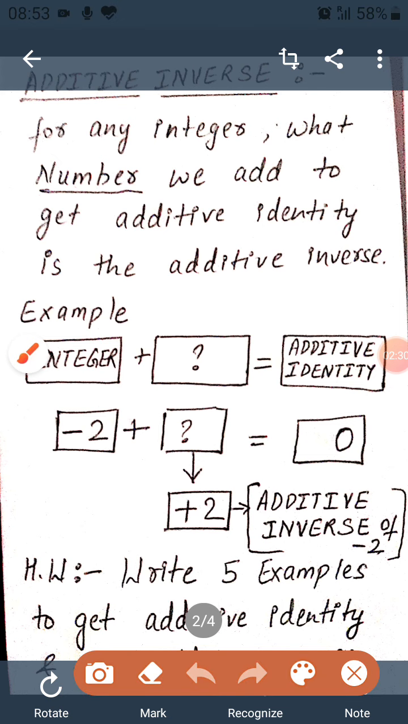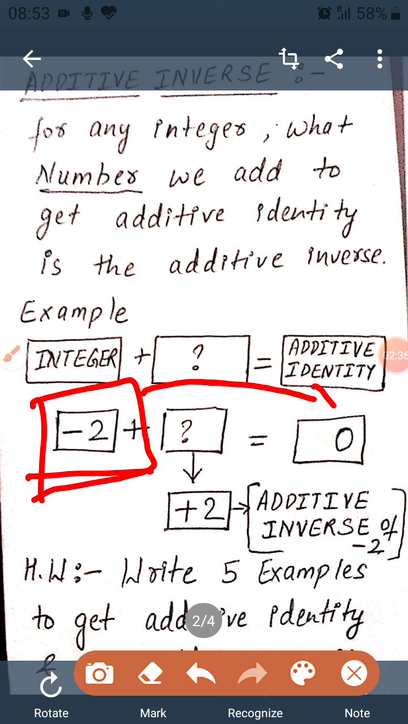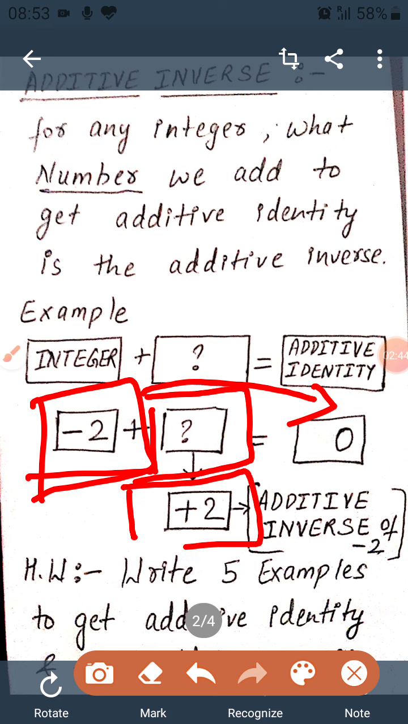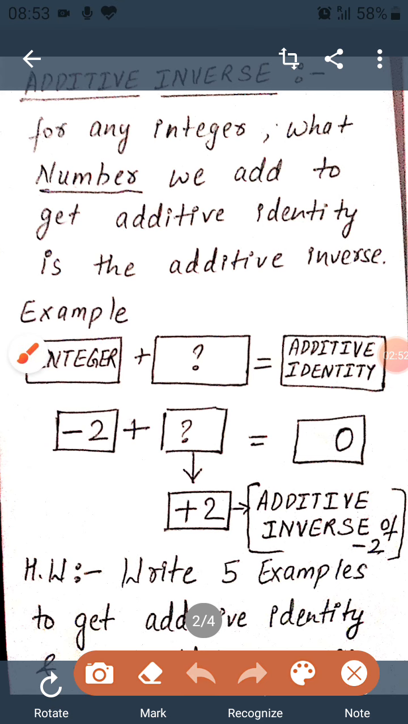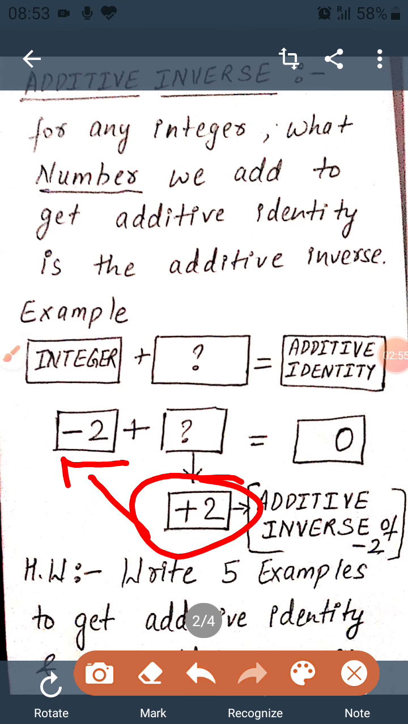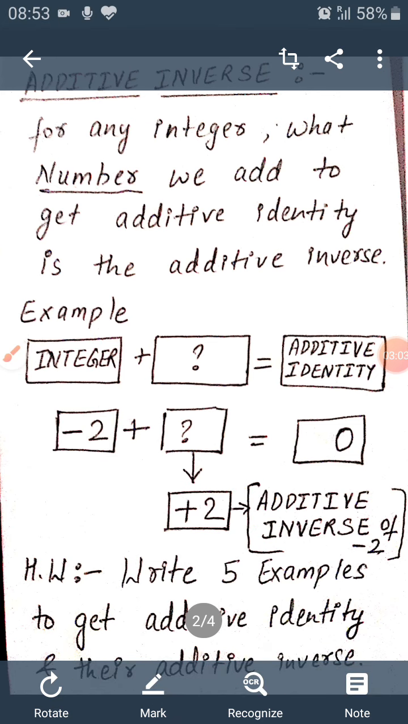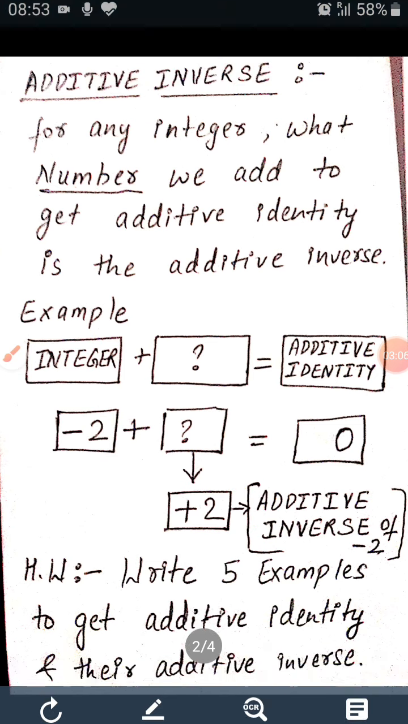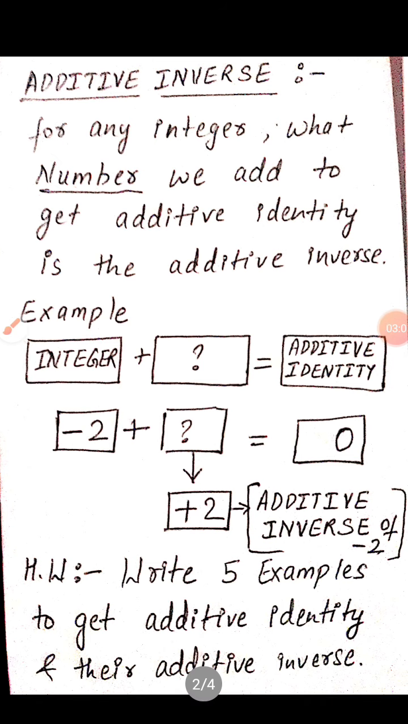Now see the example. Minus 2 is an integer and we have to get 0. What number may we add here to get 0? We will write plus 2. Minus 2 and plus 2 give 0. Therefore, plus 2 is the additive inverse of minus 2. You can say it like this. Now I am giving you homework: write 5 examples of additive identity and their additive inverse.